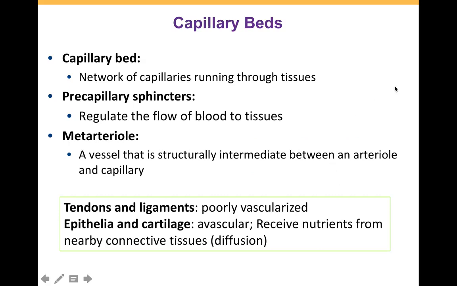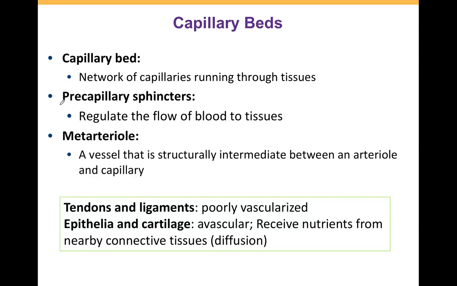Now, again, when we're talking about capillaries, capillary beds are basically a network of capillaries that are present in all the tissues in the body, with the exception of your skin and a couple of other locations such as cartilage. But typically when we say capillary beds, every single tissue in your body, with certain exceptions, has access to these capillary beds so they can get their nutrients and remove their waste.